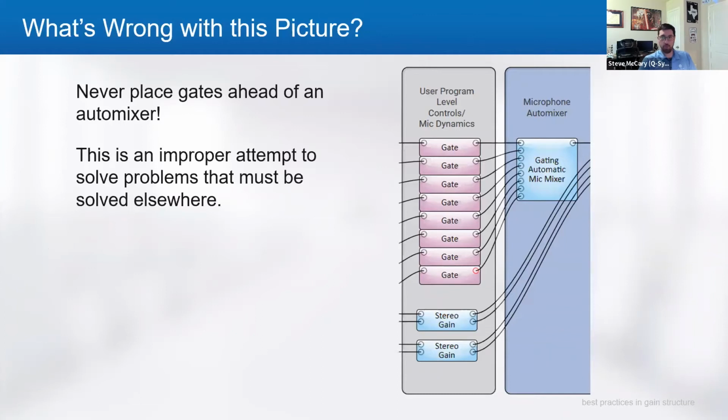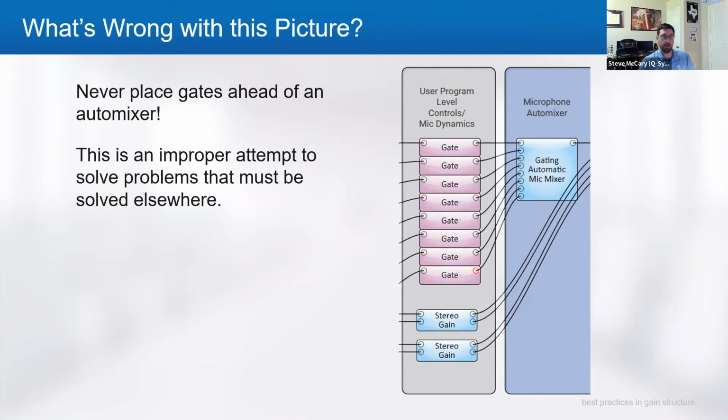Okay, so what's wrong with this picture? Never put a gate in front of an auto mixer. We see this a lot when people have bad SNR. When people are having a lot of noise come in, they try to gate a mic before it hits a mixer. The only problem is, first of all, you're not going to solve the problem that way.